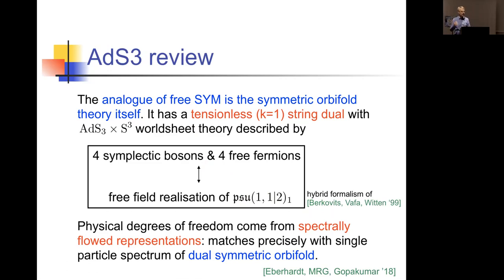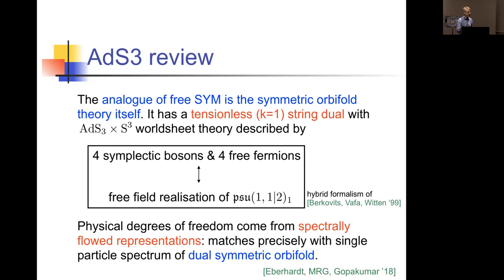And what's crucial in order for this to work is that this theory has a free field realization in terms of free fields on the worldsheet. So this has a free worldsheet theory in terms of symplectic bosons and free fermions. Don't worry if you don't know what symplectic bosons are, I'll explain this later on. What's important here is that they are free fields. So this is a free worldsheet theory.